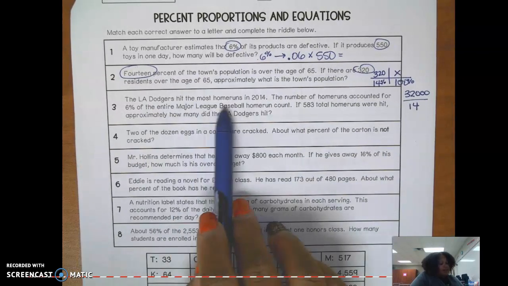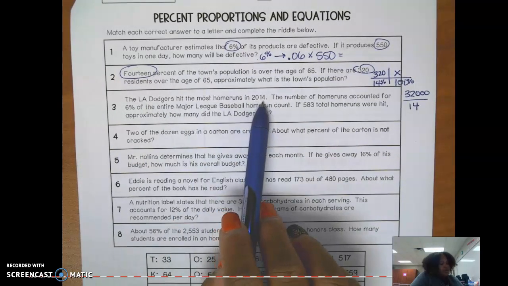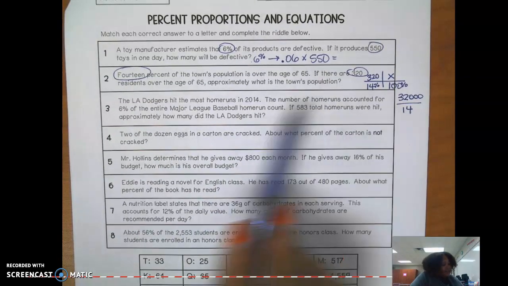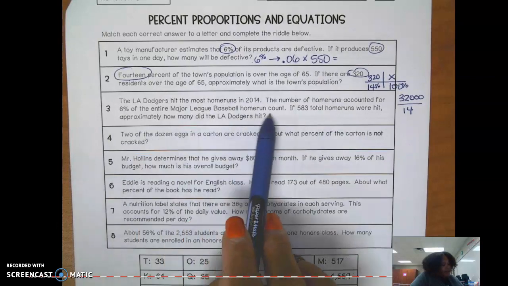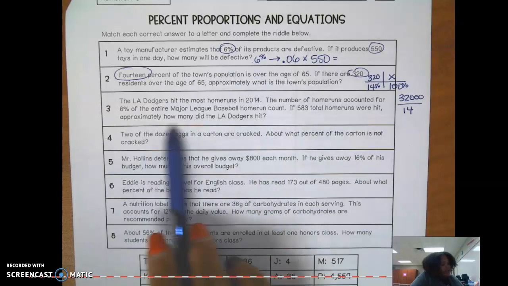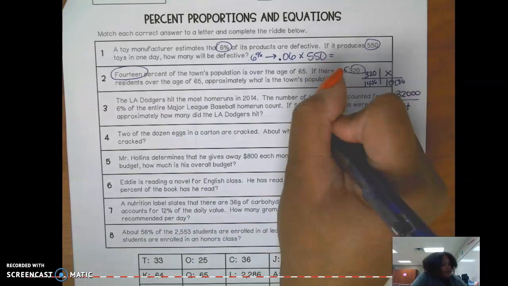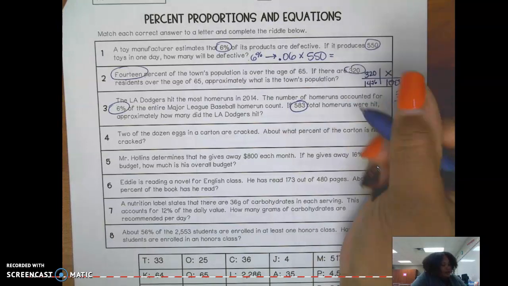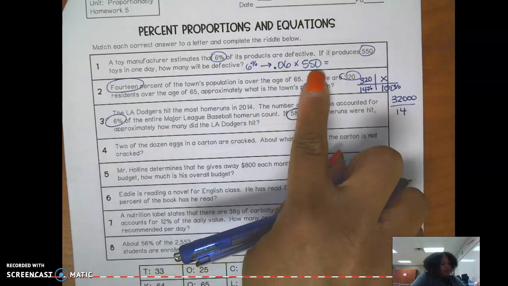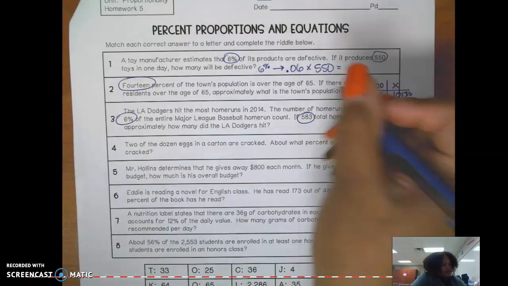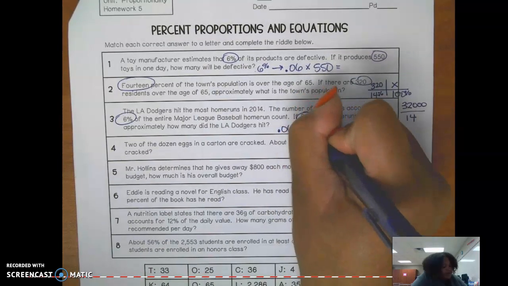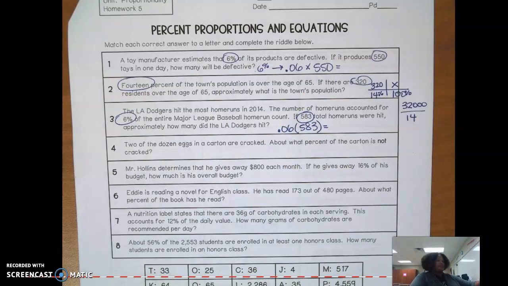The LA Dodgers hit the most home runs in 2014. The Rays are better, but anyway. The number of home runs accounted for 6% of the entire Major League Baseball home run count. If 583 total home runs were hit, approximately how many did the LA Dodgers hit? So I need 6% of 583. That's going to be the same decimal, and my whole number is going to change a little because it's 583. So I'm going to do 0.06 times 583, and then I will get my answer.